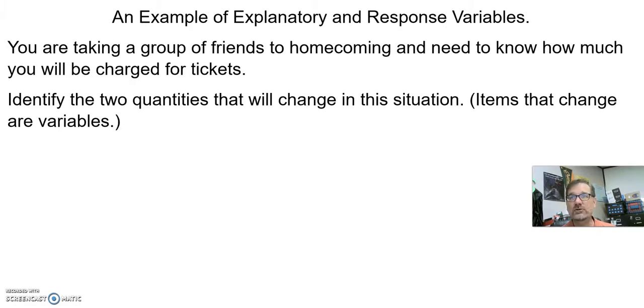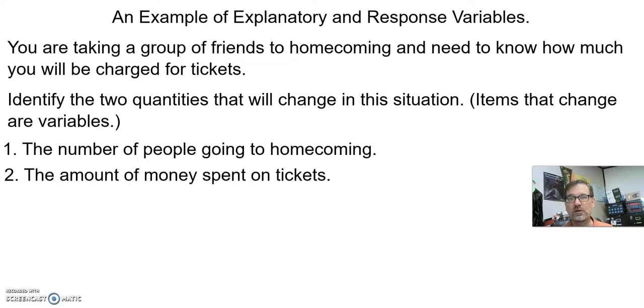So if we're looking at this, you and a group of friends are going to homecoming and need to know how much you will be charged for tickets. So what two quantities are in this system? Remember, I want you to identify which variable is which. The number of people going to homecoming is going to change, and the amount of money spent on tickets is going to change. Which one of these is explanatory? Which one is response? Which one is independent? Which one is dependent? So which one of these can be whatever it is?